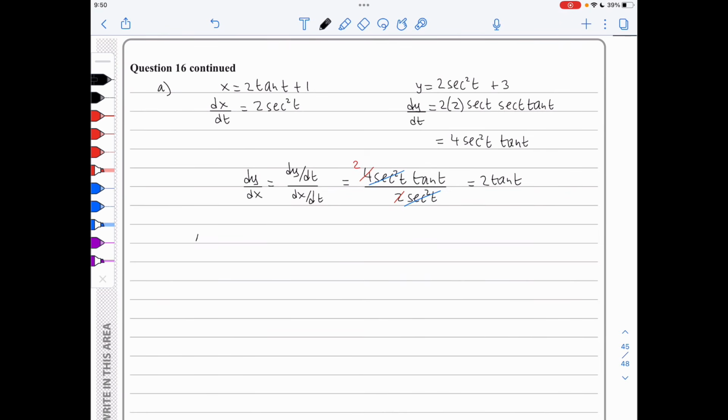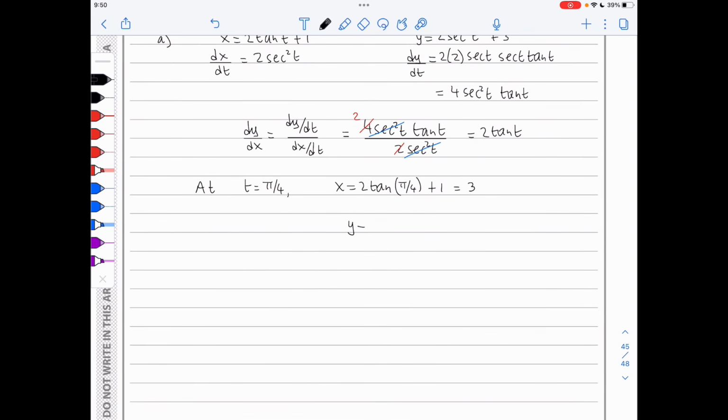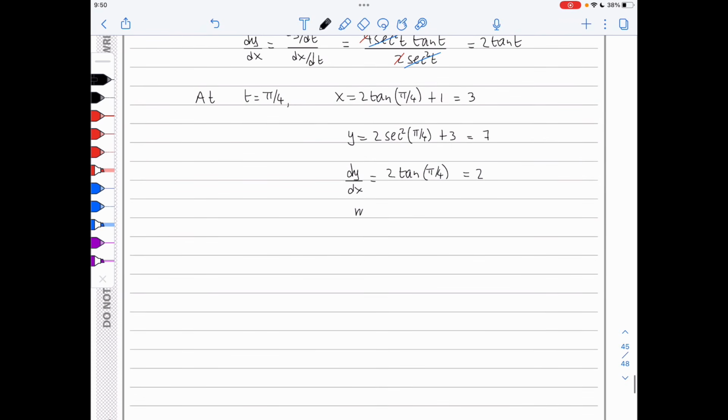So at t is pi over 4, this is the value of the parameter that we were given. x is 2 tan of pi over 4 plus 1, which gives an answer of 3. y is 2 sec squared pi over 4 plus 3. This gives an answer of 7. And dy/dx is 2 tan of pi over 4, which turns out to be 2. Remember, we are looking for the normal, so for the gradient of the normal, I will just flip dy/dx and change the sign, so it's going to be minus a half.